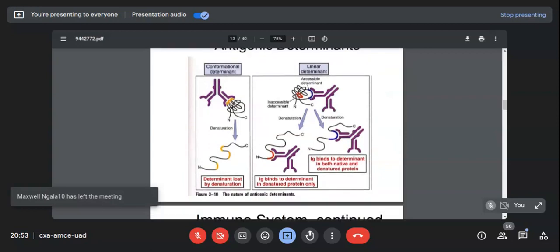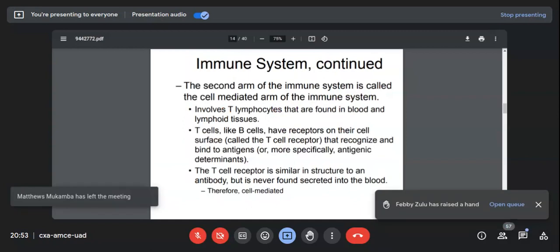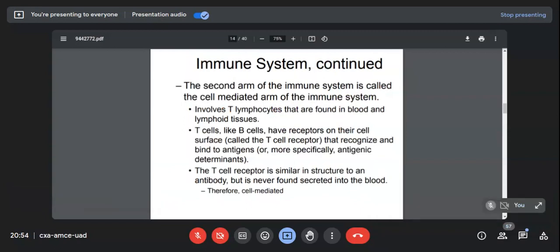Any questions so far? Okay, silence means progress. So that's basically an overview of what humoral adaptive immunity is.